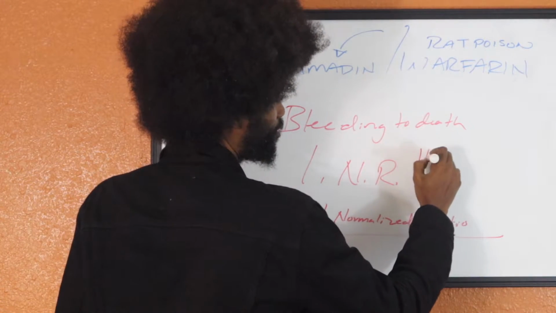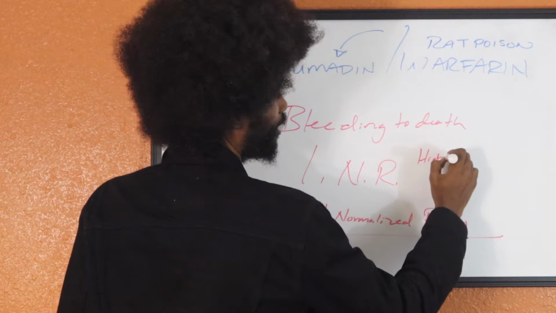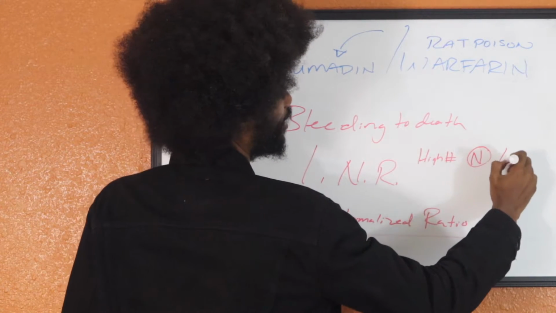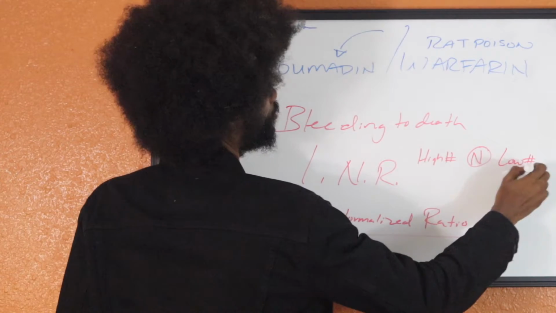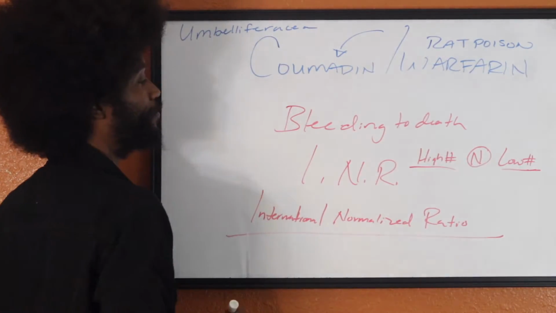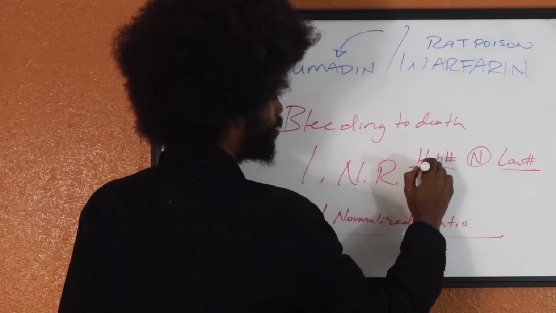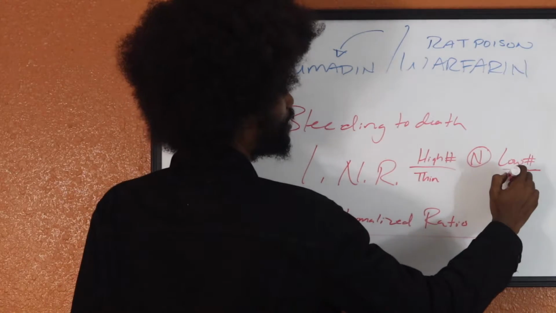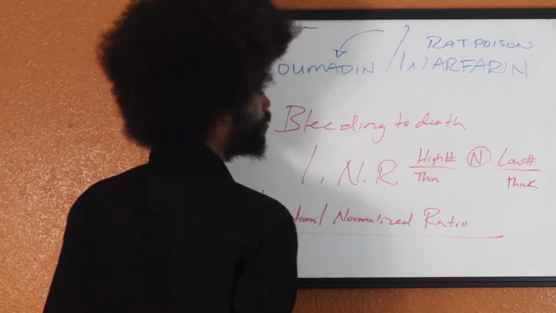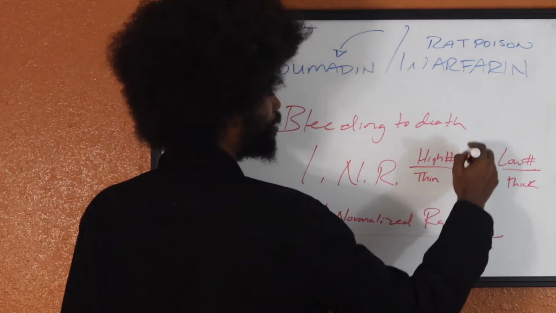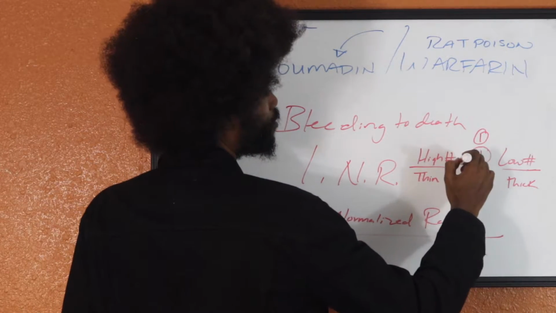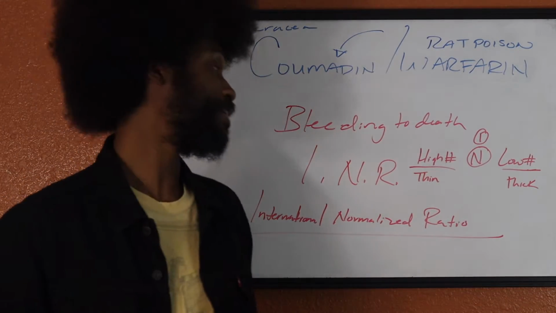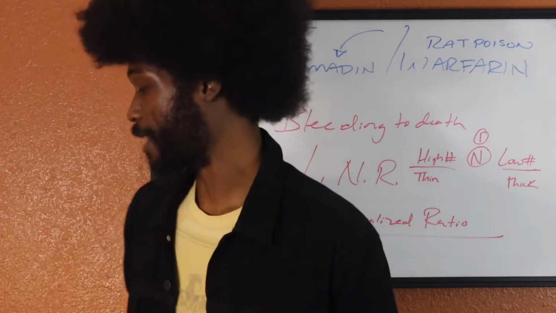Obviously, you're going to have a high number, you're going to have a normal, and you're going to have a low number. High number means that it's thin. Low number means that it's thick. Normal means that everything's flowing, and that value should be a 1. So if it's higher than 1, then you got some thin blood, and if it's lower than 1, then you got some thick blood.